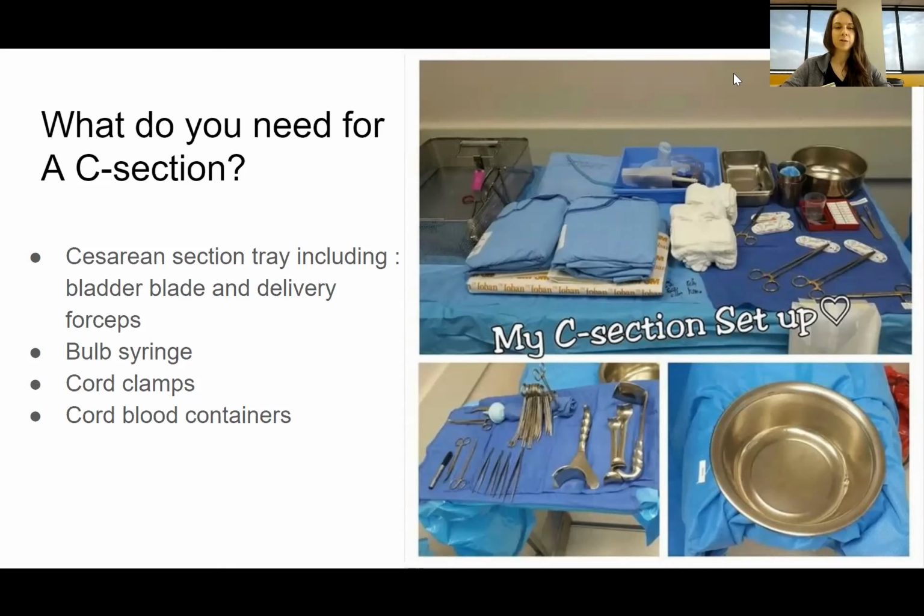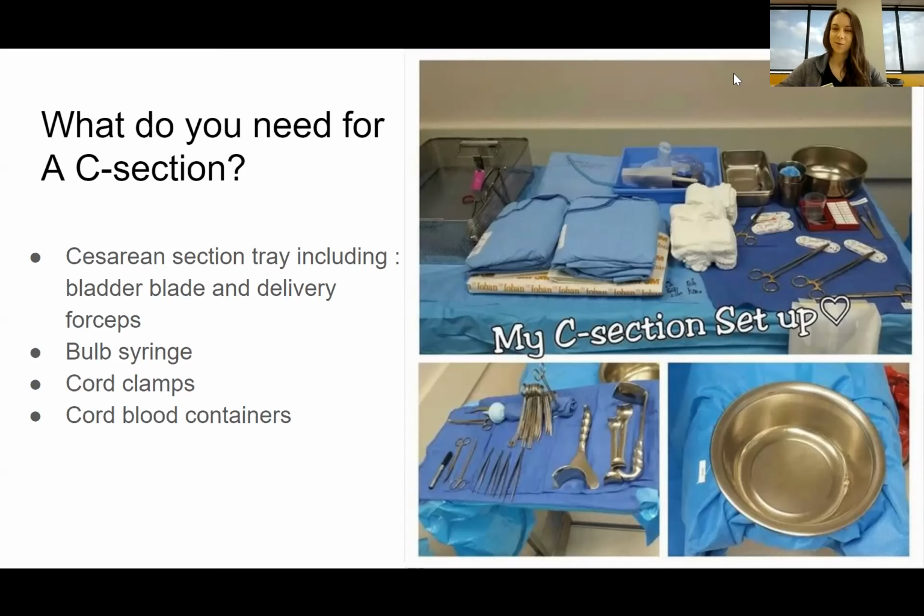So looking at your C-section tray, it's going to have a bladder blade in it to protect the bladder and the delivery forceps to help deliver the baby out. Those are just 2 specialty items that are in your C-section instrument pan or tray. Extra supplies that are listed here and in my slide, very important. The bulb syringe, of course, is to get anything out of their nares or out of their mouth. If there's more than one infant, you're gonna need more.